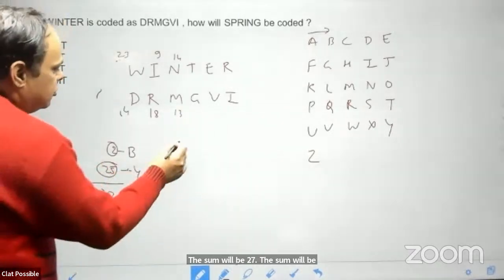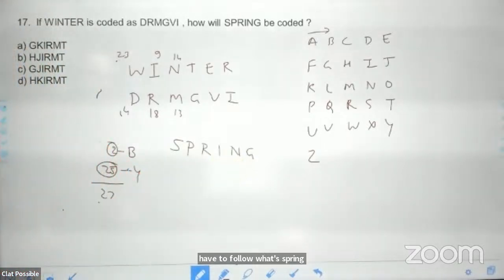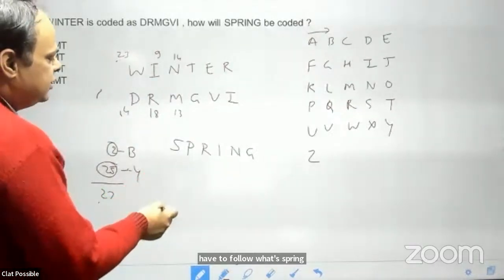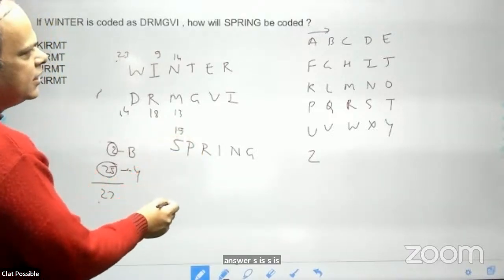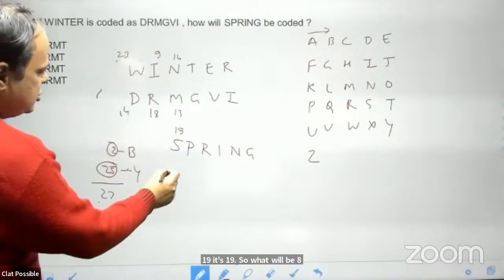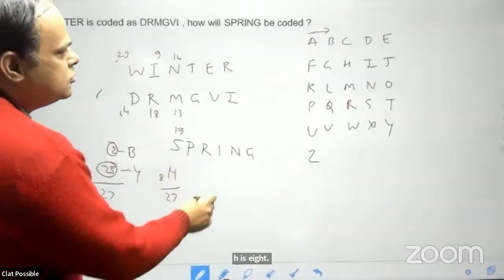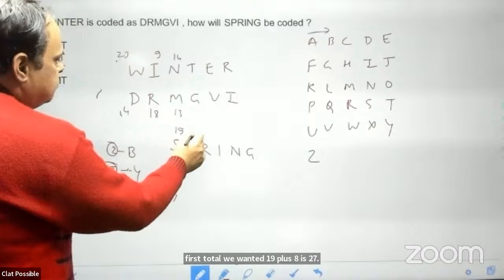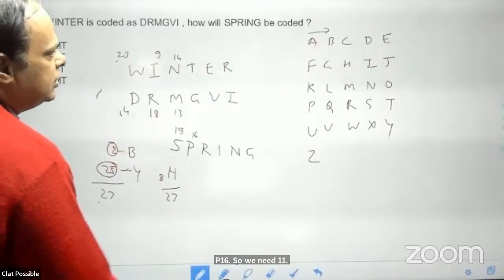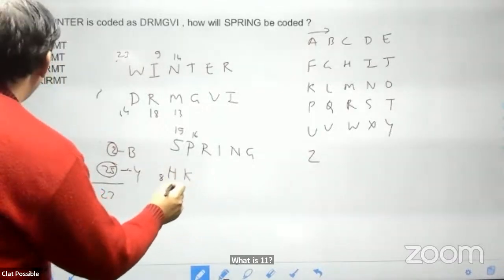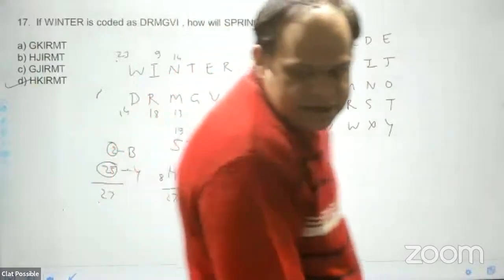So same logic we have to follow for spring. I think 2-3 alphabets alone will give us the answer. S is 19. So what will be 8? H is 8, because total we want is 19 plus 8 is 27. P is how much? P is 16. So we need 11. What is 11? 11 is K. So answer will start with HK. So therefore D is the right answer.